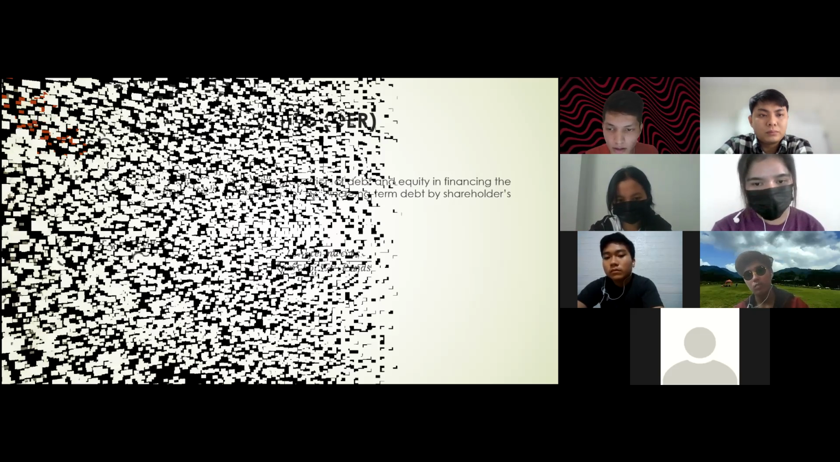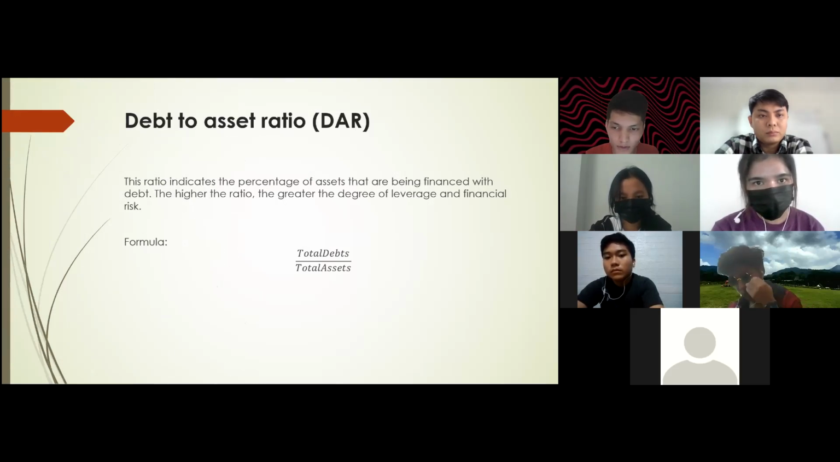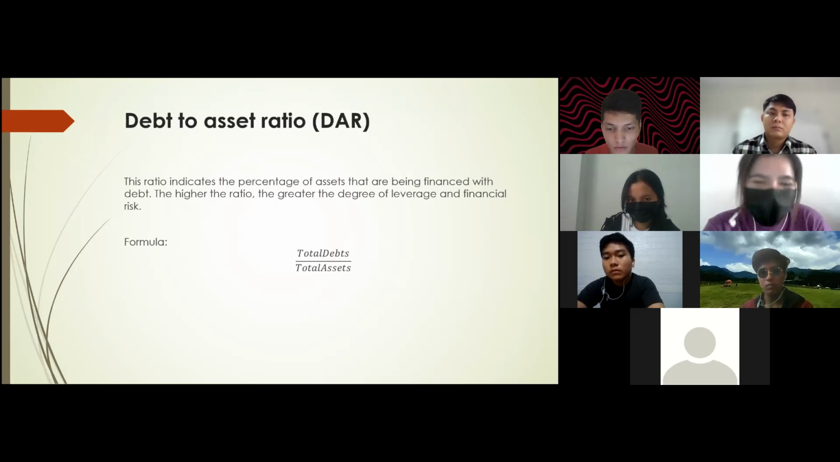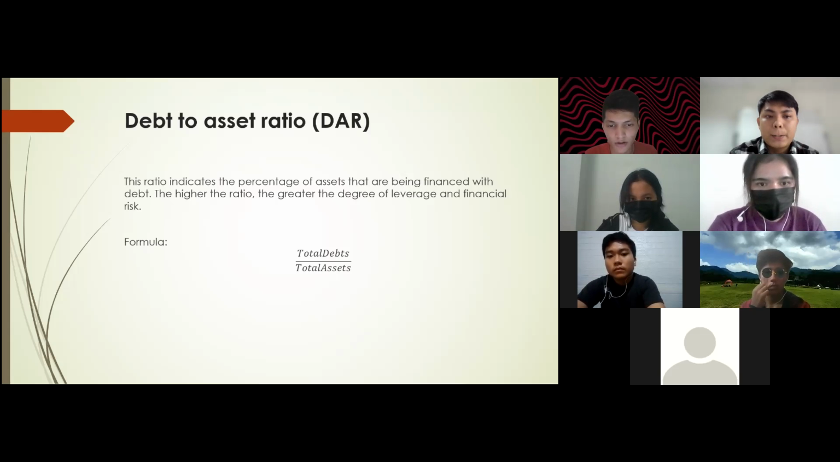The next slide is about the debt to asset ratio, DAR. This is a little different, because this ratio indicates the percentage of assets that are being financed with debt. The higher the ratio, the greater the degree of leverage and financial risk. The formula is very simple: total debt over total assets, and the answer is the debt to asset ratio. So if we have a higher ratio, then our degree of leverage will also be greater.